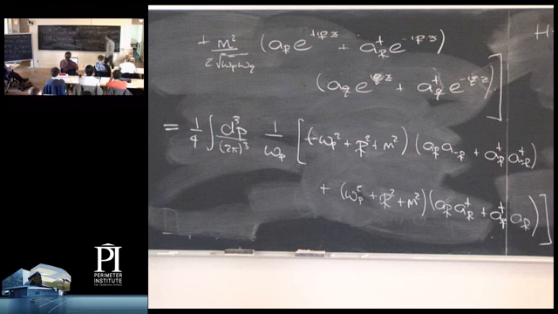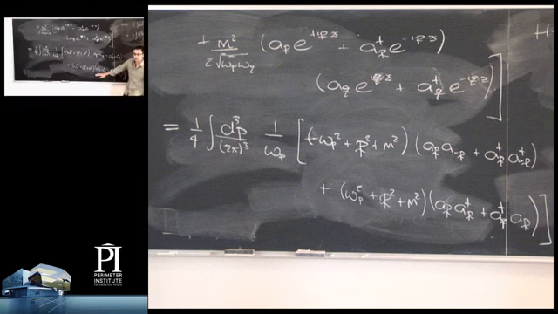So this was the one that came from a delta function of p plus q, which tells us that q is equal to minus p. And this was the one that came from the delta function of p minus q, which tells us that q is equal to p. Okay, is that clear?